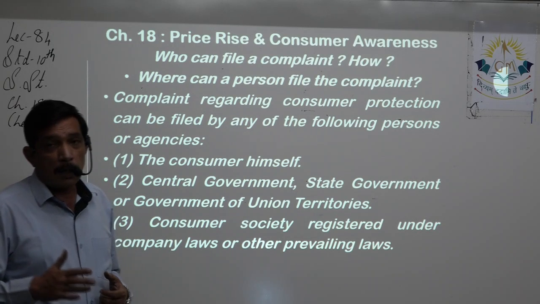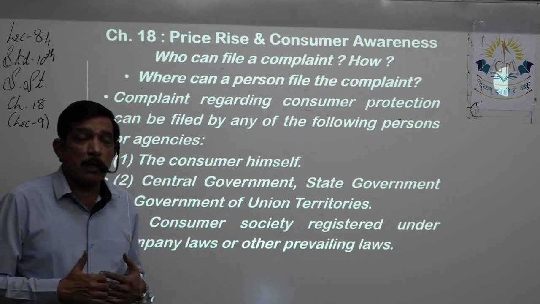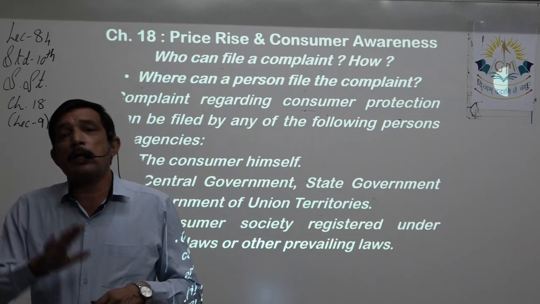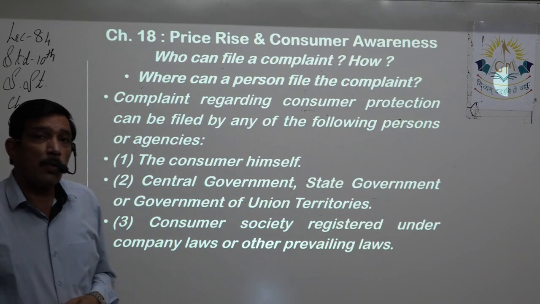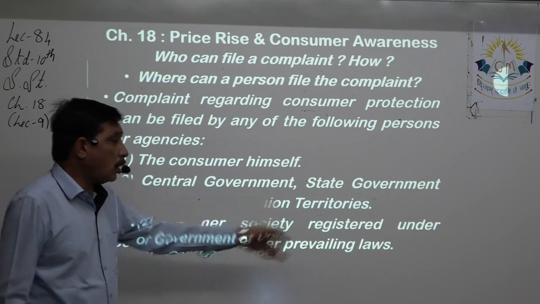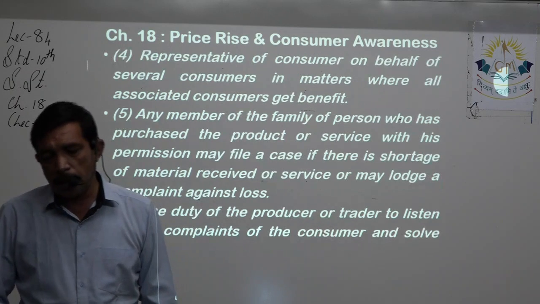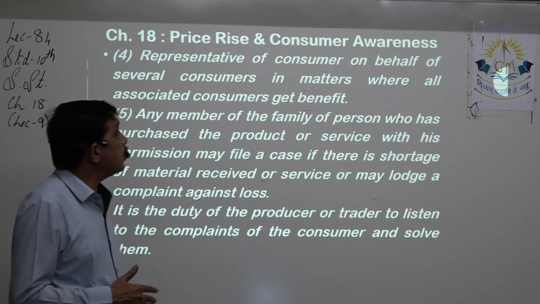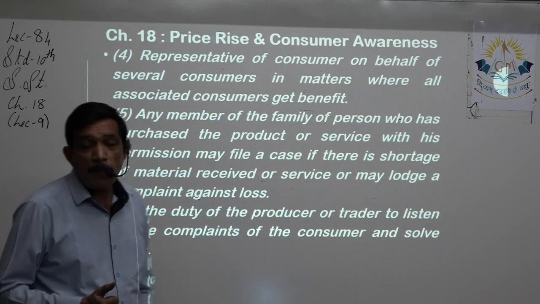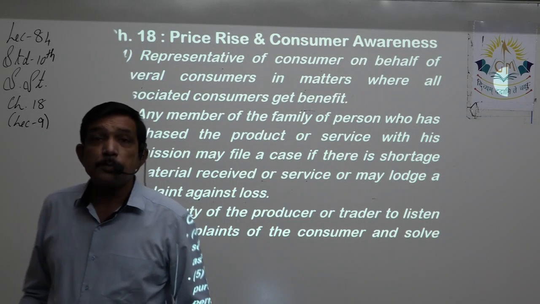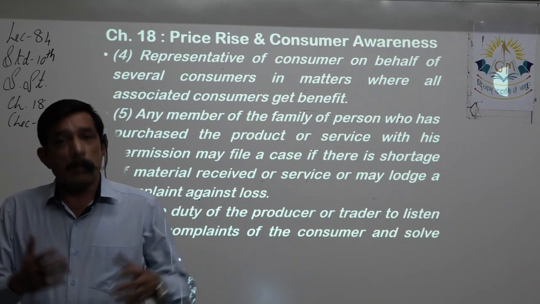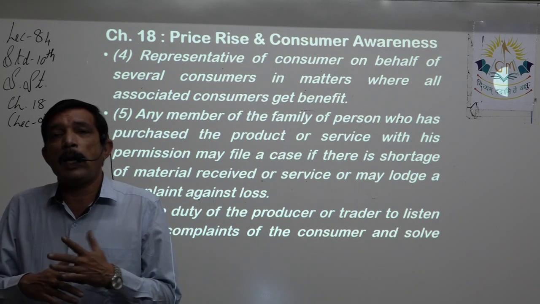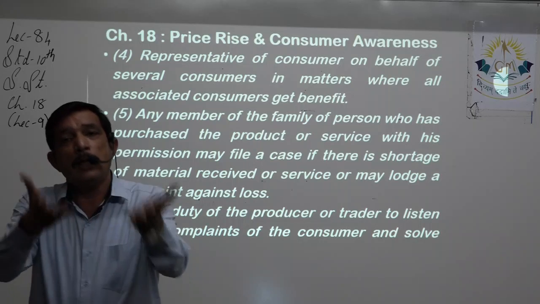A consumer society can file. Because they get lots of complaints about the same product, the consumer society itself can raise a voice and file a complaint under company law or other prevailing laws. They can take the help of that. And who can file? Representatives of the consumers, on behalf of several consumers in matters where all associated consumers get benefit. Suppose one product is there, and as we discussed, we have lots and lots of complaints. So anyone can become the representative, and he can represent the rest of the consumers, and he can file on behalf of them.